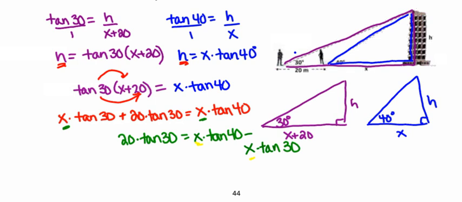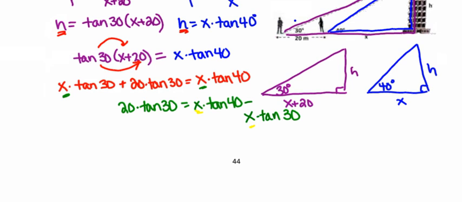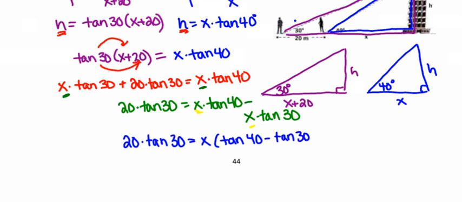That's important because now both terms on the right-hand side of my equation have a greatest common factor of x. So I'm going to factor that greatest common factor out. On the left side, I've still got my 20 times my tangent of 30 degrees. But on my right side, when I factor out the x from both terms, I've got that x on the outside of my parentheses, and on the inside of my parentheses, I've got tangent of 40, subtract tangent of 30.